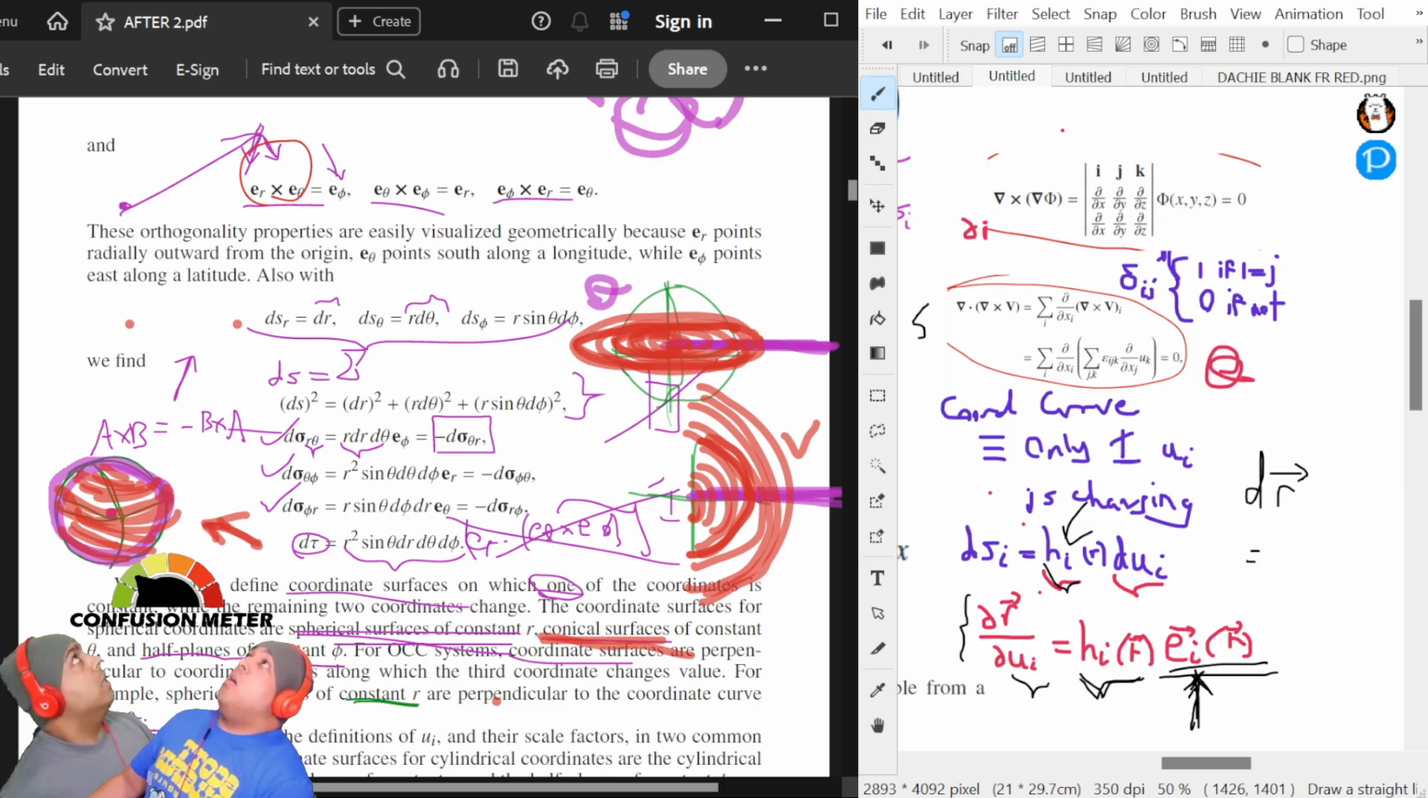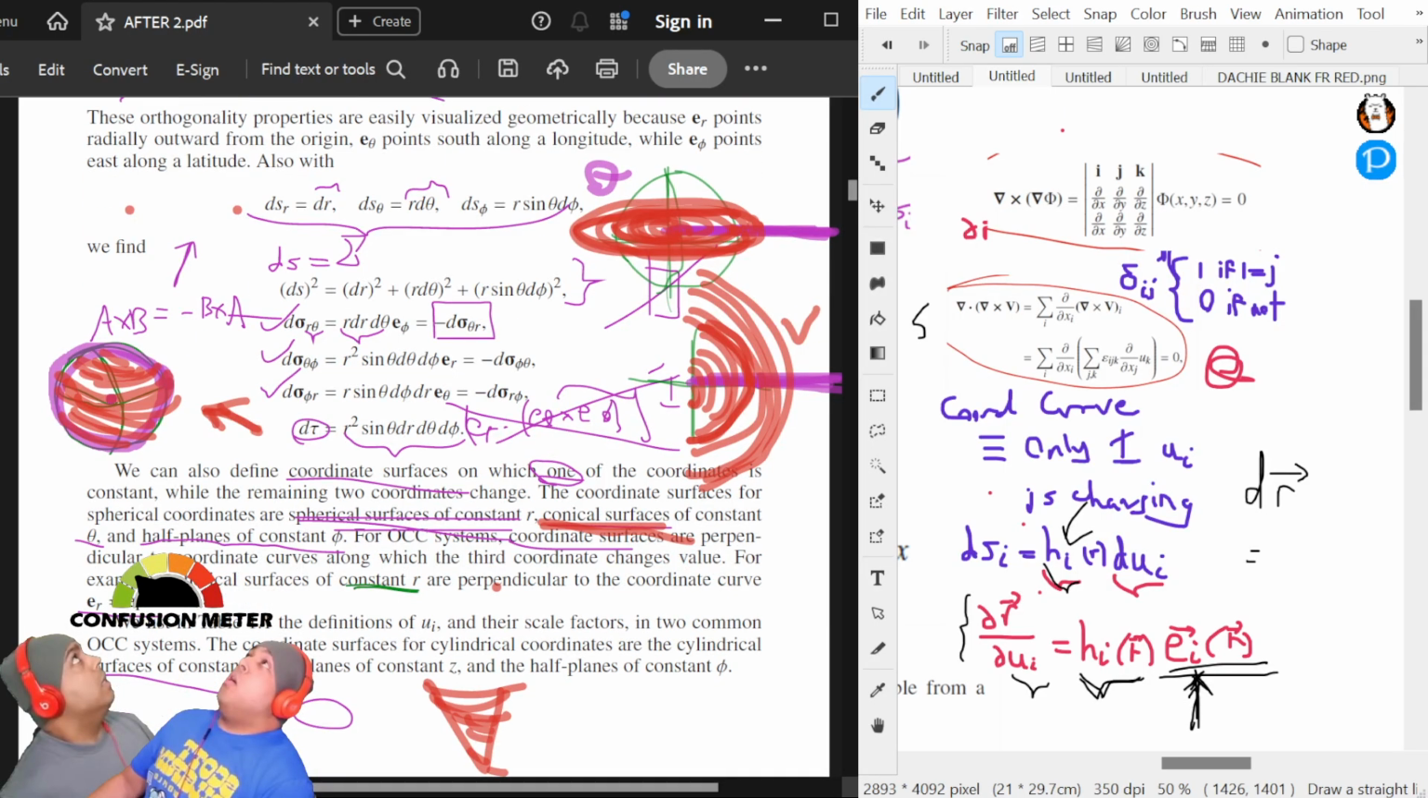We can also define coordinate surfaces on which one of the coordinates is constant while the remaining two coordinates change. The coordinate surfaces for spherical coordinates are spherical surfaces of constant r, conical surfaces of constant theta, and half planes of constant phi. For orthogonal curvilinear coordinate systems, coordinate surfaces are perpendicular to coordinate curves along which the third coordinate changes value. For example, spherical surfaces of constant r are perpendicular to coordinate curve e_r.